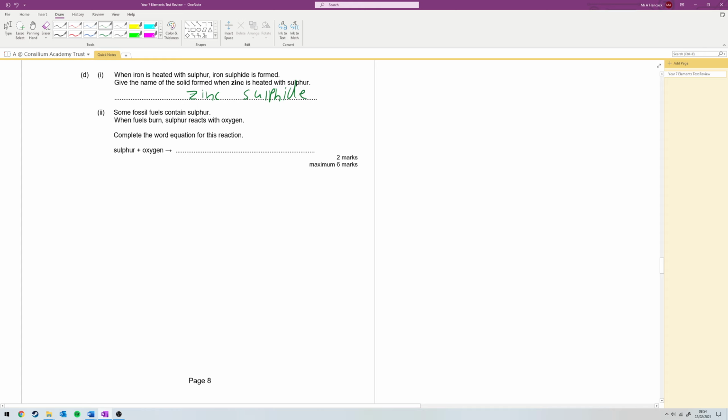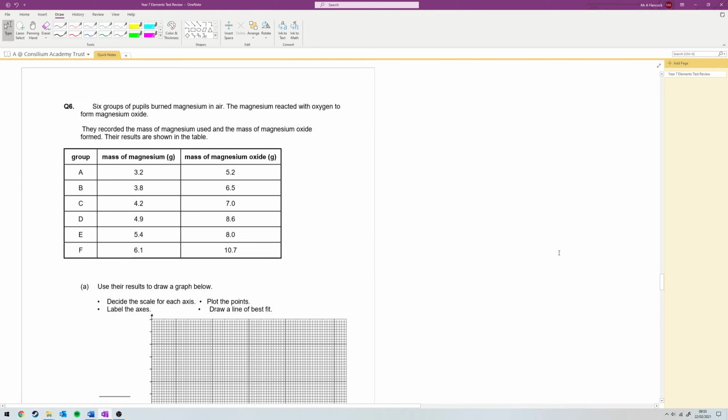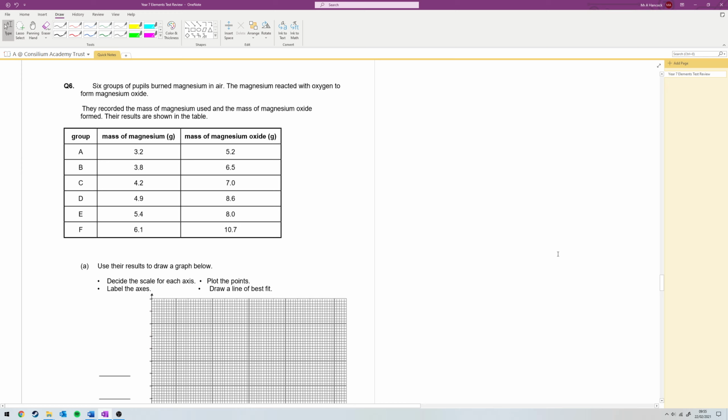So complete the word equation for this reaction. Sulfur plus oxygen, and that will make sulfur dioxide. You are given the mark if you said sulfur oxide, because it's technically correct. It's just not as common. It's more often you make sulfur dioxide. But you don't know that yet because you haven't learned about structure and bonding, which is a GCSE thing.